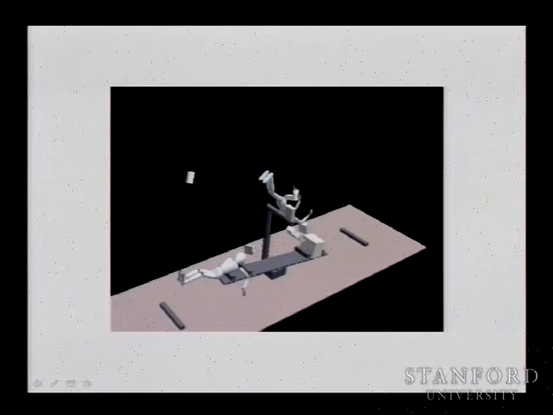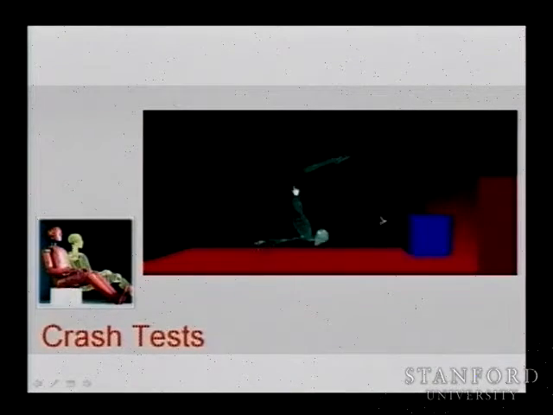Someone from the automobile industry was visiting us and said, now that you have models of skeletal systems and good models for resolving contact, why don't you use them for crashes instead of using dummies, right? Ouch. But it's only in the model.